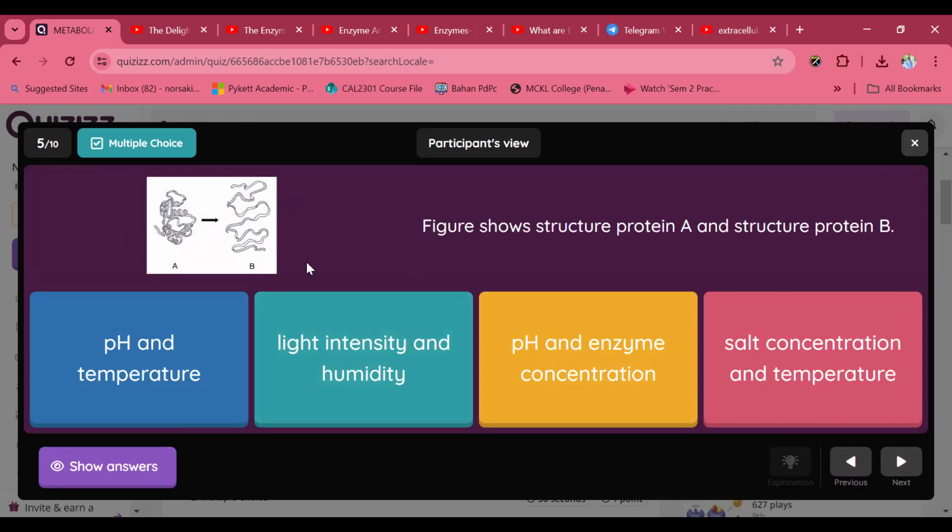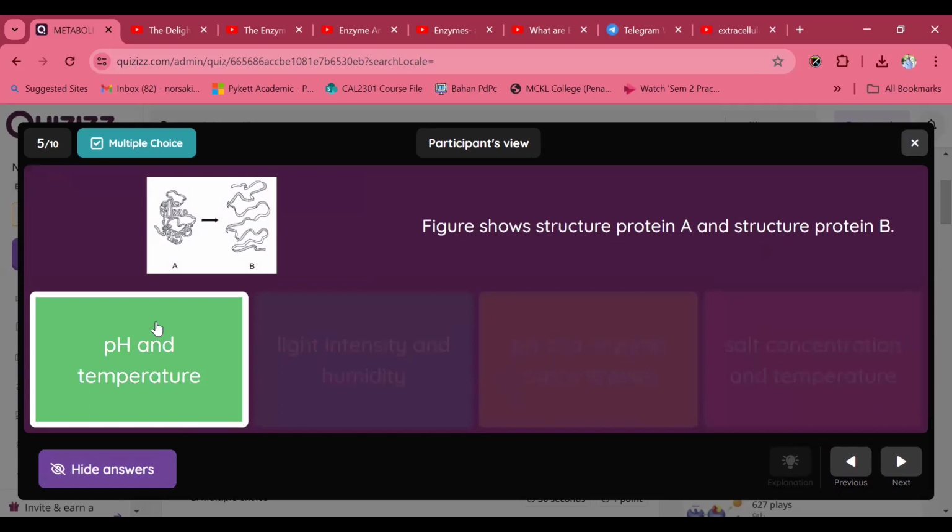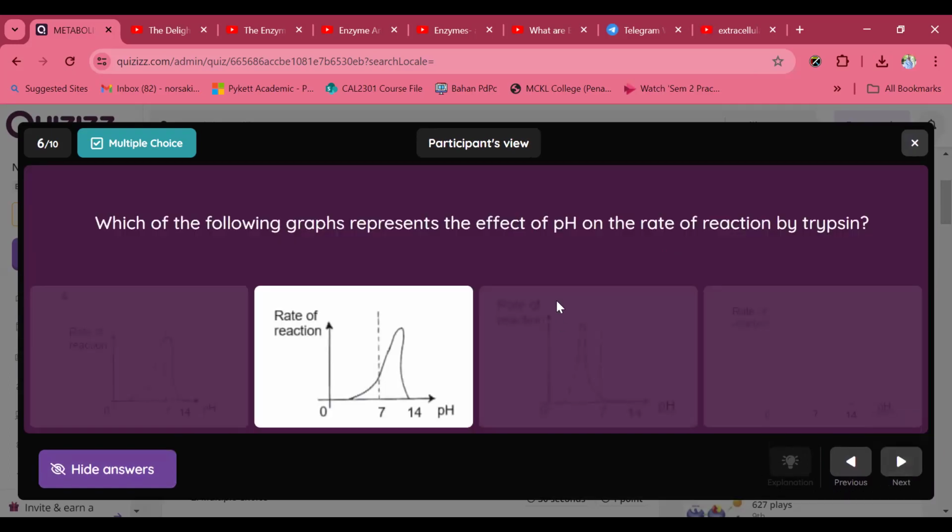Now this figure shows the structure of A becoming B. What will affect this? What causes denaturation? The answer will be the pH and the temperature. All other factors will not affect it like that.